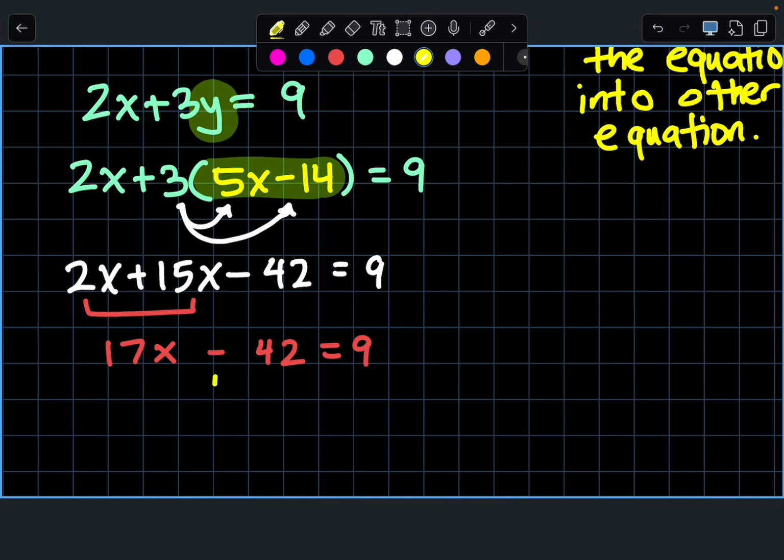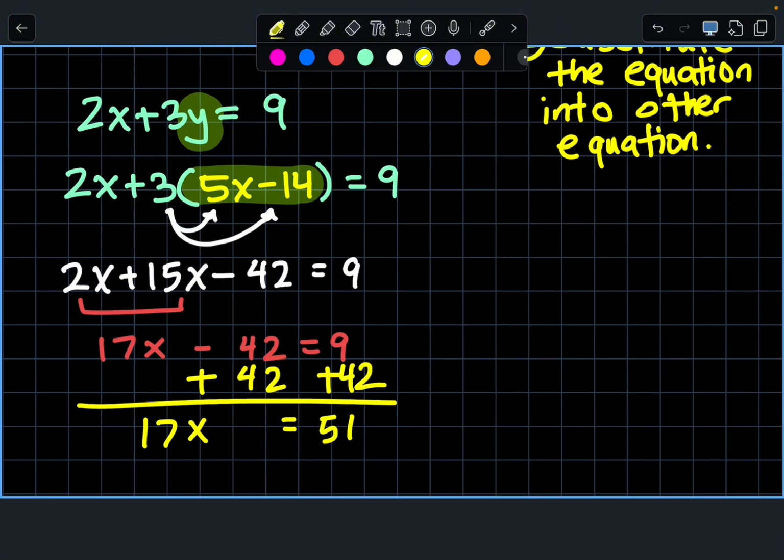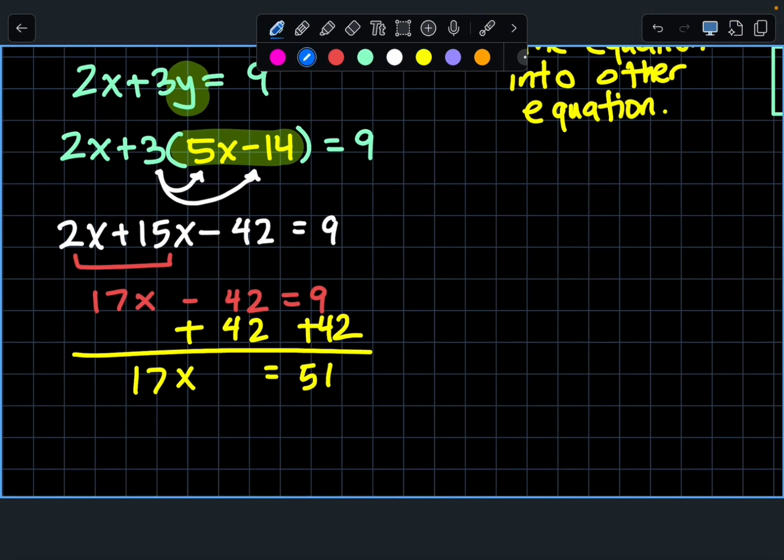Add 42. So move the 42. 17x equals 51. Final step. Let me hear the final step to get x alone. What do we think? Go ahead, Jorge. Divide both sides by 17. And we find that x is equal to, it should be 3. x is equal to 3.